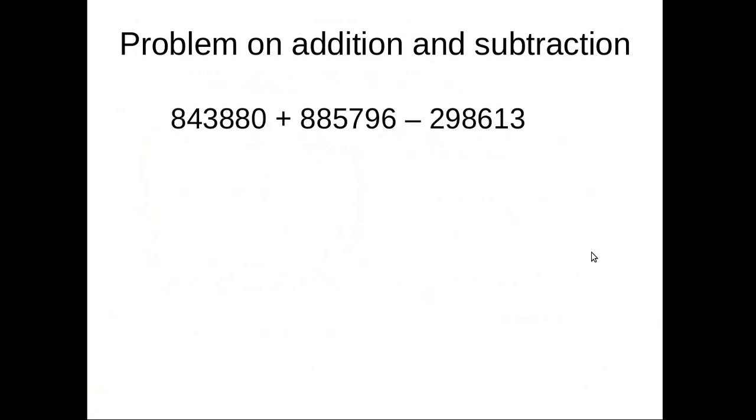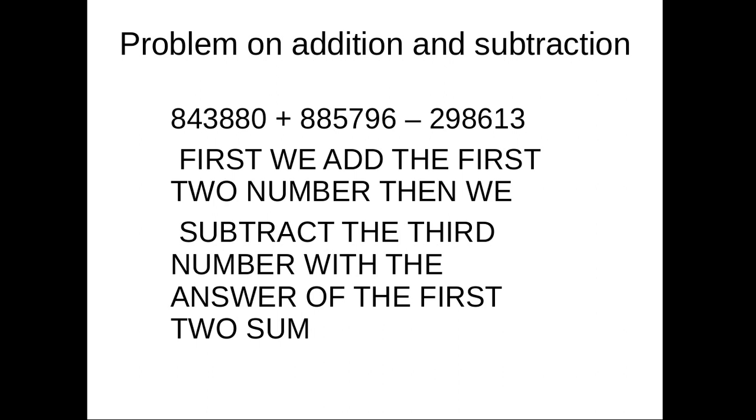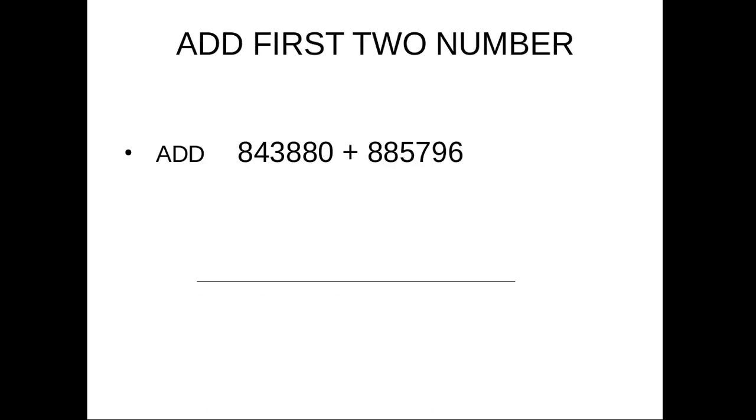Let's see one example, a problem based on addition and subtraction. See here, 8,43,880 plus 8,85,796 minus 2,98,613. First we add the first two numbers, then we subtract the third from the sum of the first two. Okay, now add the first two numbers.